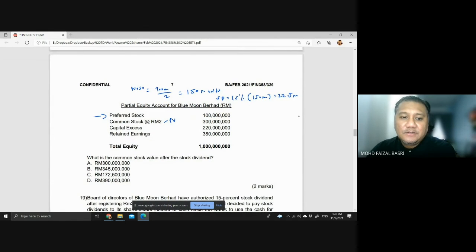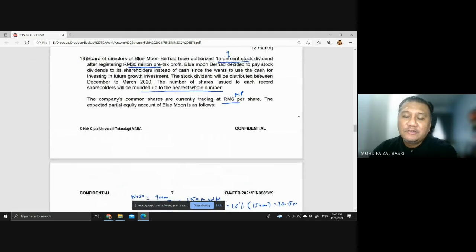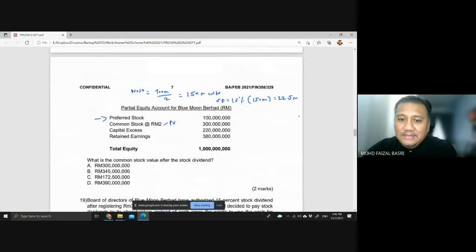So what is the common stock value? Okay, dia basically kita buat dulu. We need to find 3 information. Remember when we do stock dividend, this total equity akan remain the same. 1 billion ni akan remain the same. Remember in stock dividend, kita akan take out money from retained earning, take out money from here, and kita akan reallocate some dekat common stocks and some dekat capital access ni. Okay, preferred stock akan remain the same juga. These two akan remain constant.